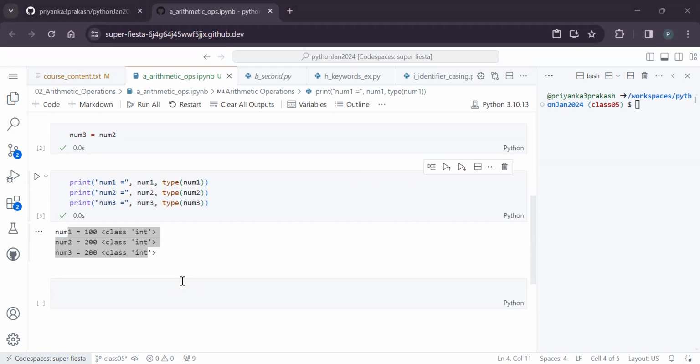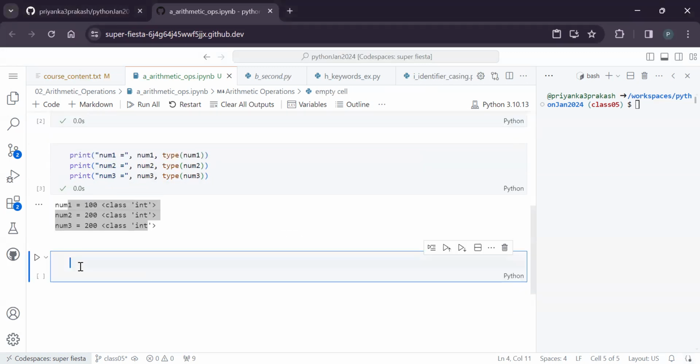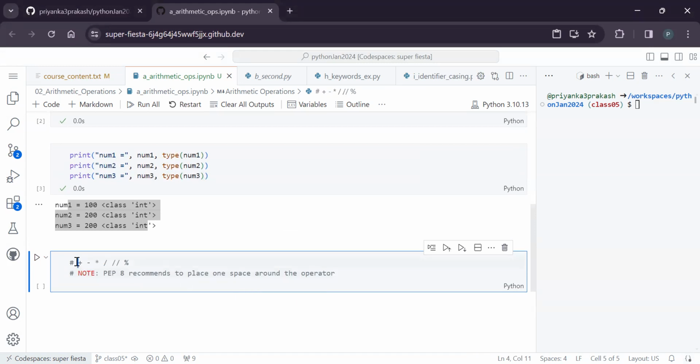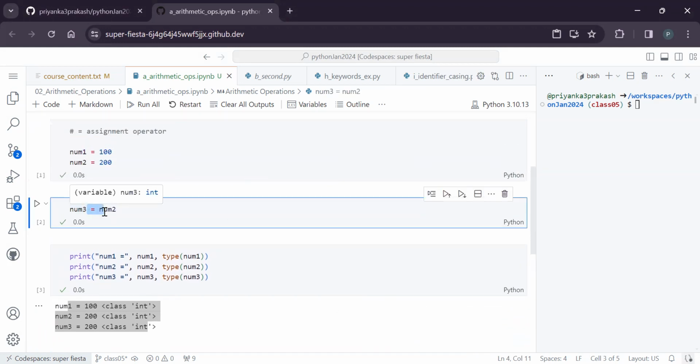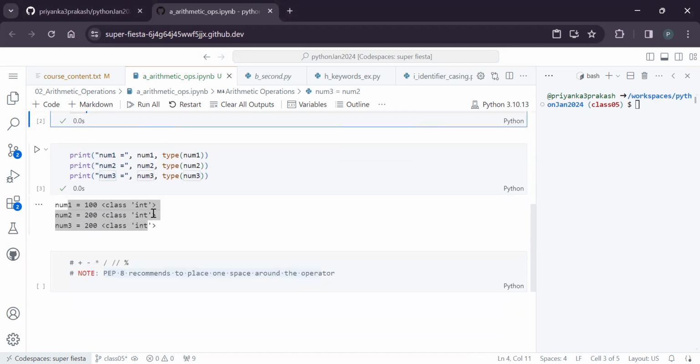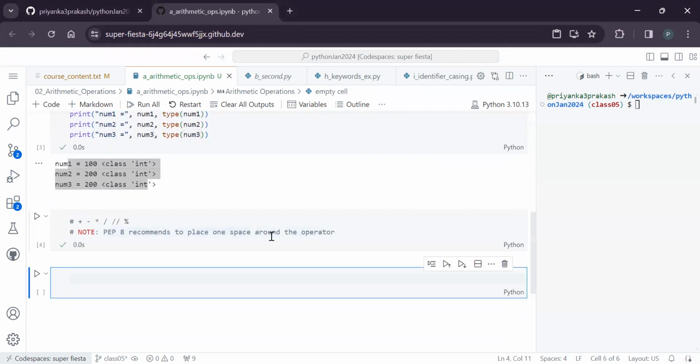Now coming to the case of addition first. And one more interesting part you need to be aware of is, generally we have different kinds of arithmetic operations. Arithmetic operations means plus, minus, multiply, division, floor division, like that we have. Here, PEP 8 says that we need to place one space around the operator. Did you see during this process, I placed one space around the operator? It is not mandatory. If you don't give the space also, it works. But it's a good practice. This is one more thing that we are learning.